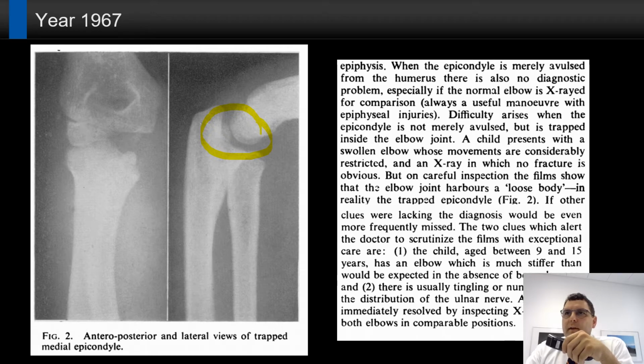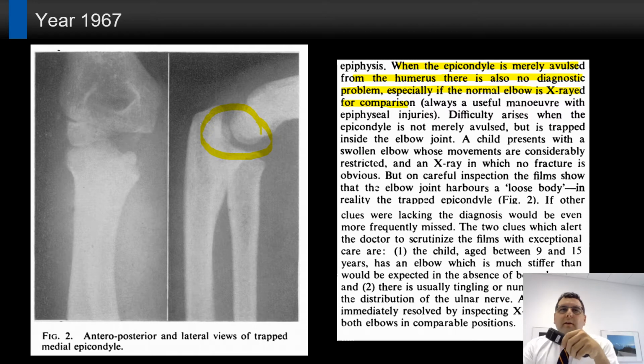And also the text of that older publication is quite good. So let's read. When the epicondyle is merely avulsed from the humerus, there is also no diagnostic problem, especially if the normal elbow is x-rayed for comparison.